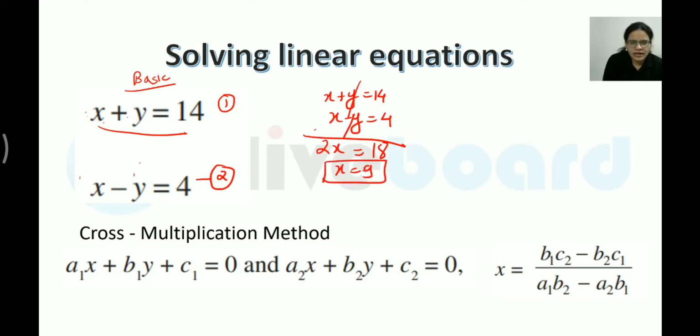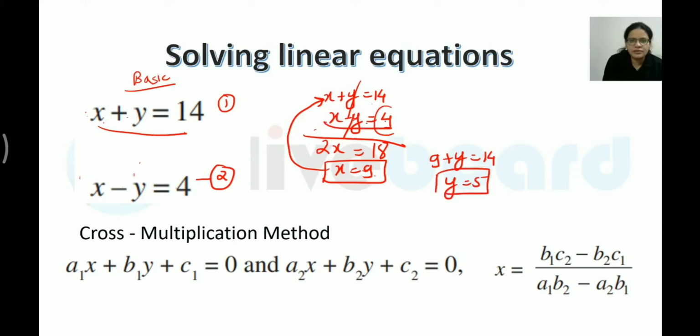Now once you are getting x equal to 9, you have to put that in any one equation. You can put it in the first equation or you can put it in the second equation. Both will give you the same answer. Now I am putting it in the first equation. 9 plus y is equal to 14. So the y value would be equal to 5. Are you getting it? You can check it here as well.